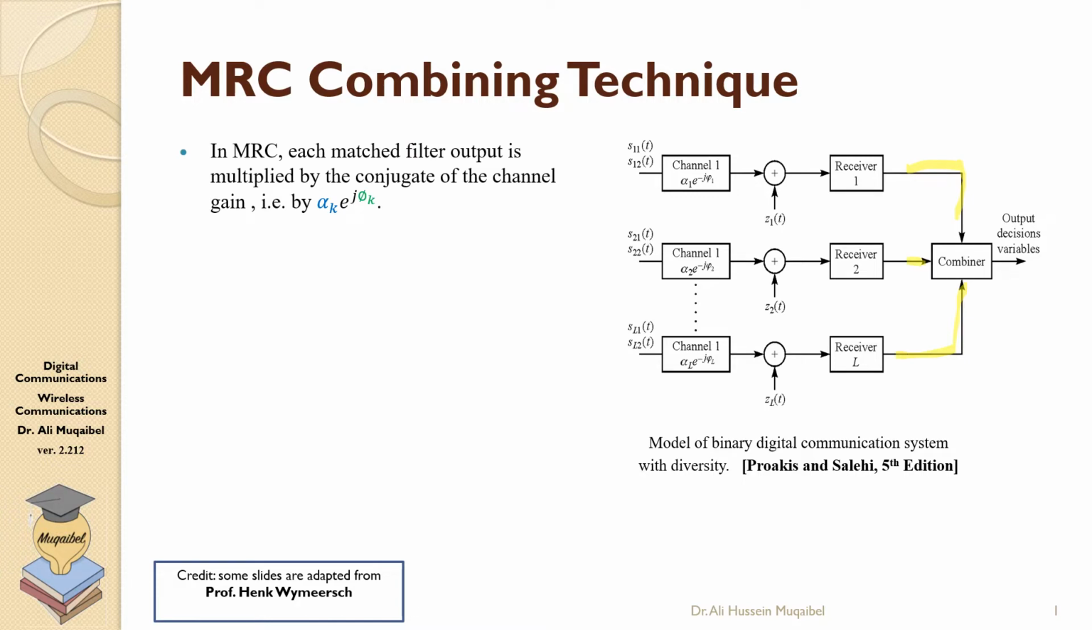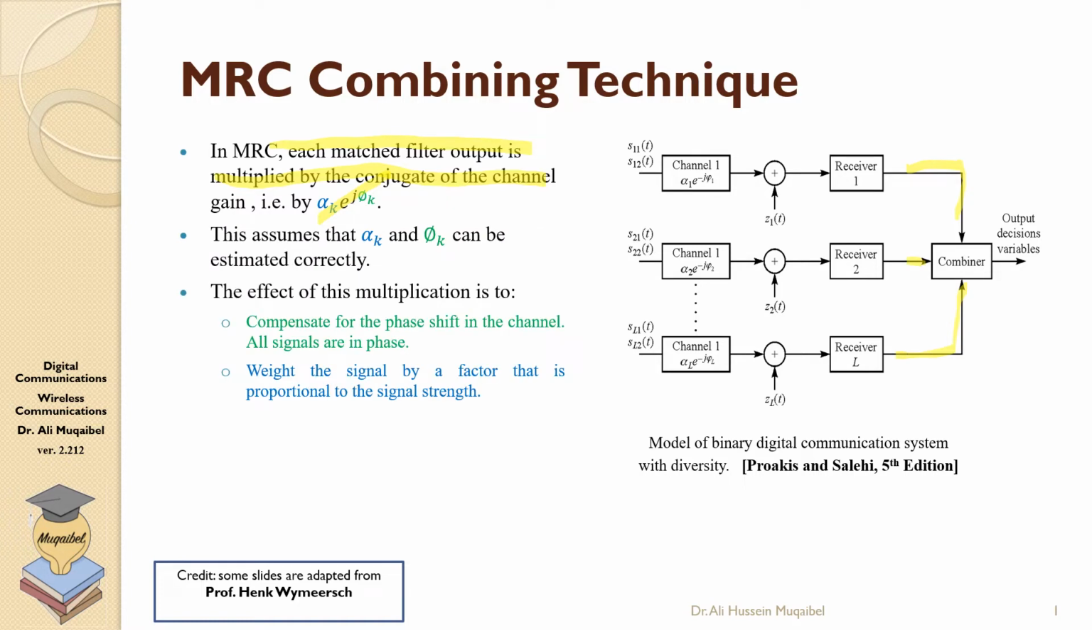In maximum ratio combining, each matched filter output, each receiver output, is multiplied by the conjugate of the channel, and that's alpha k, which represents the amplitude, and theta k. I'm using colors here to follow up. So alpha k in blue represents the magnitude scaling, and theta is going to be the amount of phase. This is assuming, of course, that we know theta and alpha. We can estimate them correctly. So an optimal combining assumes correct channel estimation.